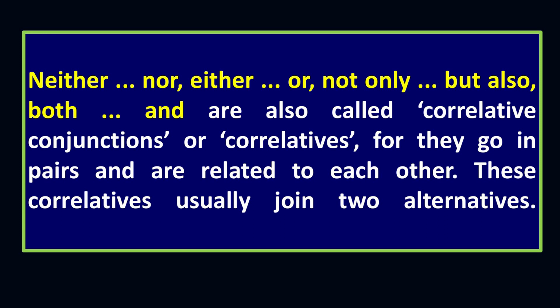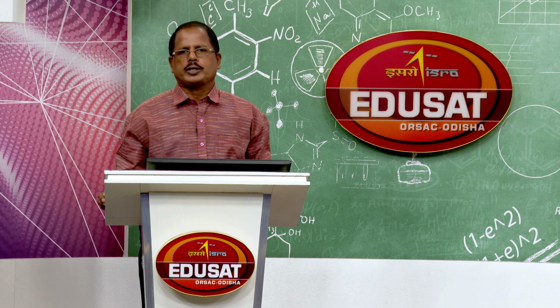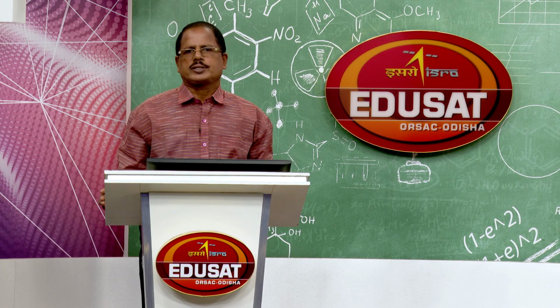So, these coordinators or conjunctions are called correlatives because they go in pairs, they cannot be separated, right, and they are related to each other. These correlatives are also conjunctions. Usually they are used to join two alternatives, right. And we use neither nor, either or, not only but also, both and, all these conjunctions, right. So, let us go to the activity part so that we can understand compound sentences better.